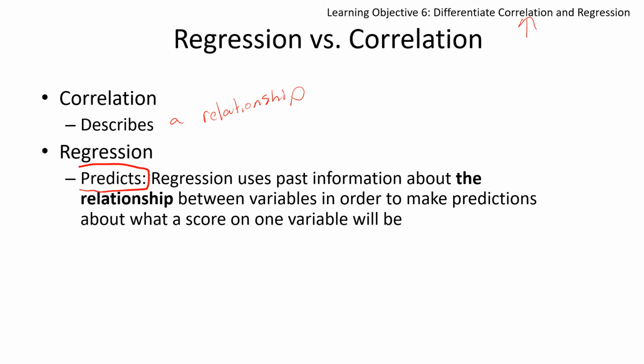Regression, on the other hand, predicts. There's that big word, predicts. Regression predicts future occurrences. It uses past information to draw a prediction line. Those lines I've been drawing through those scatter plots are what's referred to as the line of best fit or the prediction line. It's the regression line, but it's the prediction line. And it is used to make predictions about what a score on a variable will be given a score on the other variable using past information.